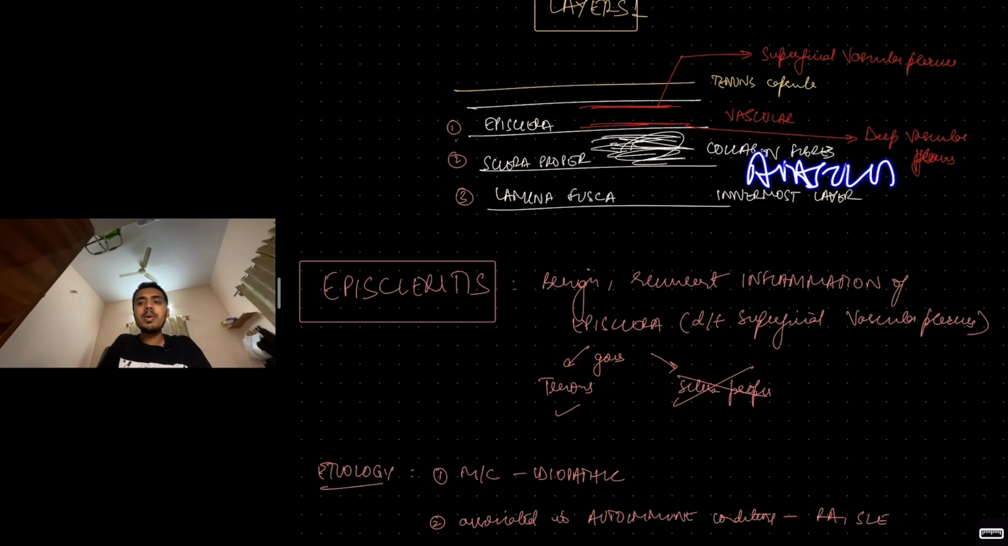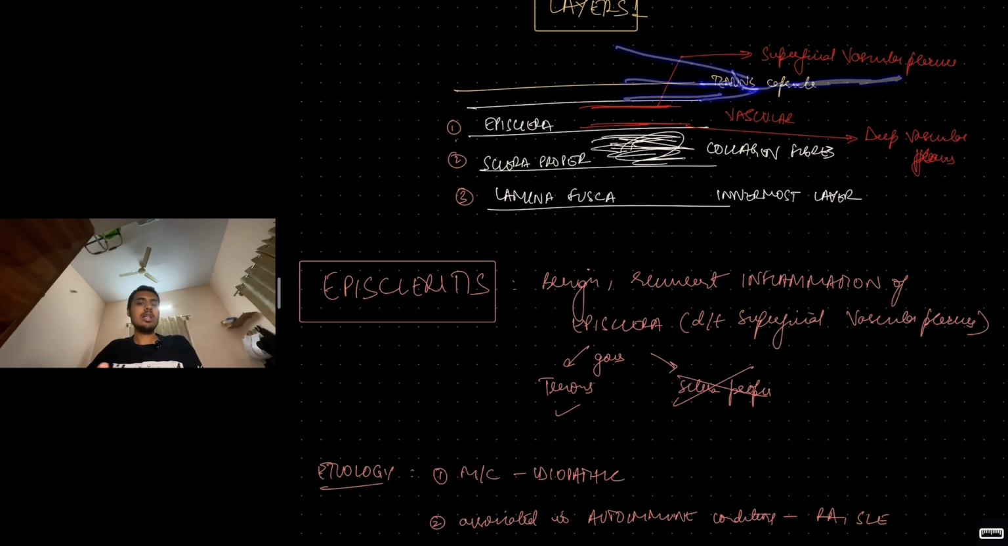Sclera proper is avascular. It just has dense, irregular arrangement of collagen fibers. That is why sclera is opaque. Then lamina fusca, it is the innermost layer. And episclera joins with the Tenon's capsule at the limbus. Episclera, Tenon's capsule, conjunctiva, they all three join at the limbus and then they continue as cornea. So that is important. So outermost episclera, sclera proper, lamina fusca. Episclera is vascular, sclera proper is avascular.